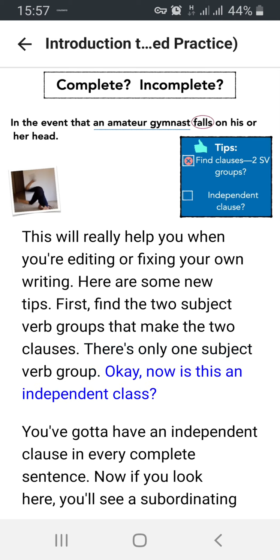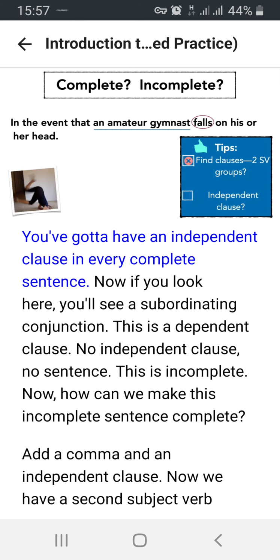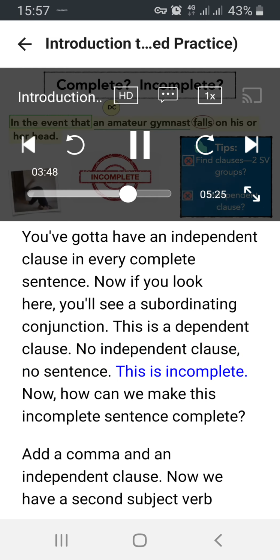Okay, now, is this an independent clause? You've got to have an independent clause in every complete sentence. No, if you look here, you'll see a subordinating conjunction. This is a dependent clause. No independent clause, no sentence. This is incomplete.